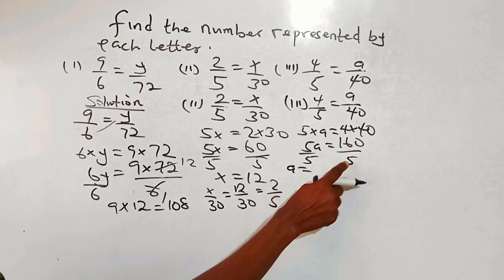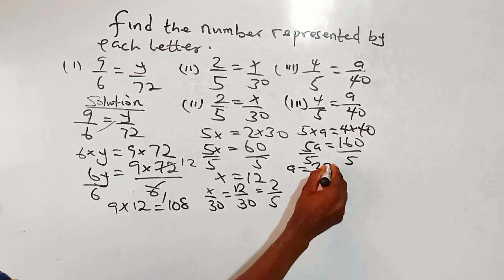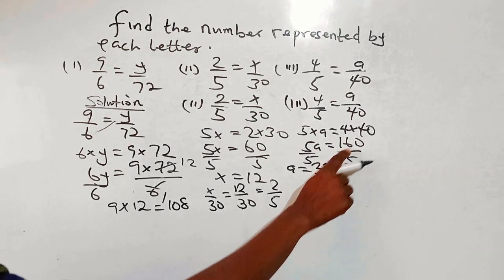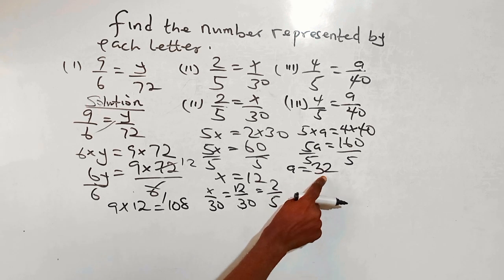So I have a equals, here I have 3, and here I have 32. 5 times 3 is 15, so 5 in 10 is 2, and that means the value of a is 32.